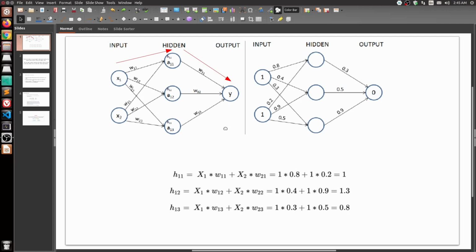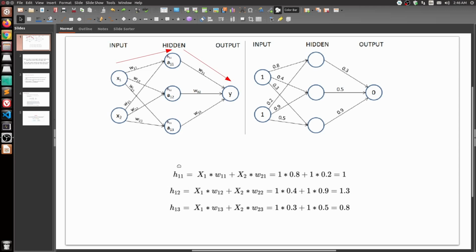In this step, we perform the multiplication of the input with weights to calculate the value of the hidden units in the hidden layer. For example, this h11 value, which is on the first node of the hidden layer, is derived by multiplying x1 with w11, and x2 with w21 accordingly. We have given some imaginary numbers as weights: 0.8, 0.4, 0.3. So the h11 value comes out to be 1, the h12 value comes out to be 1.3, and h13 is 0.8.